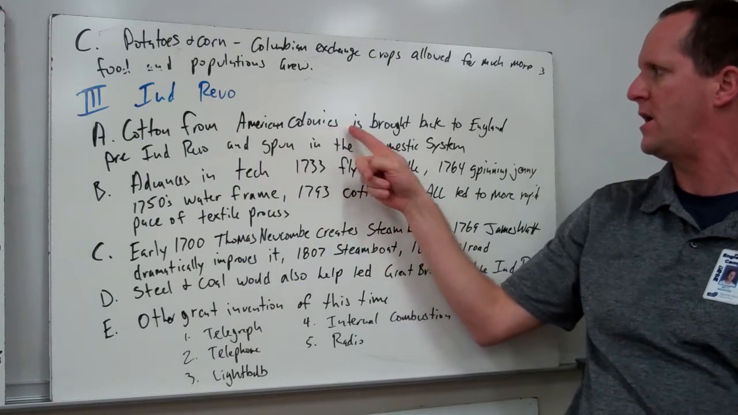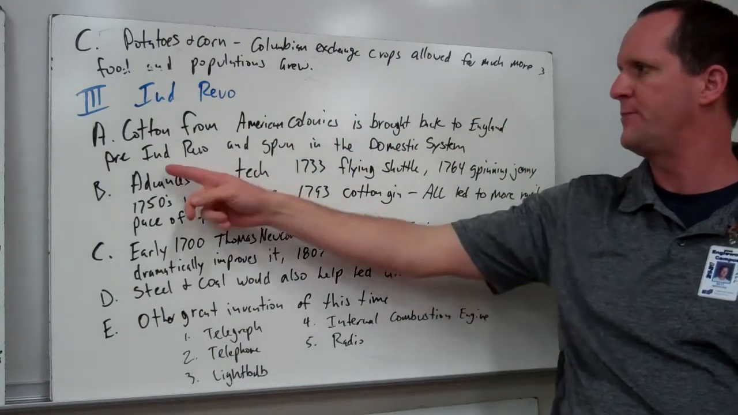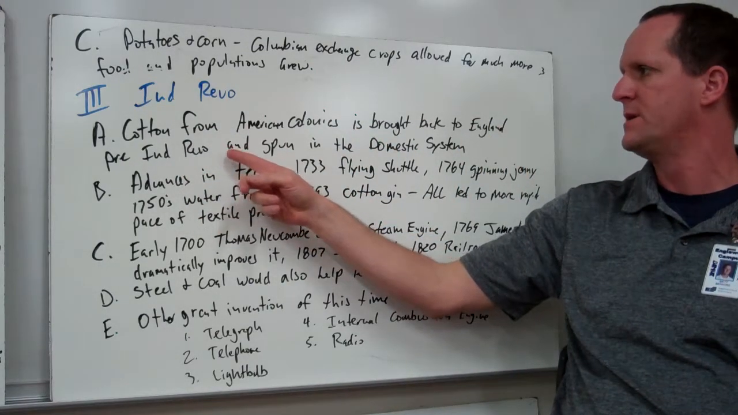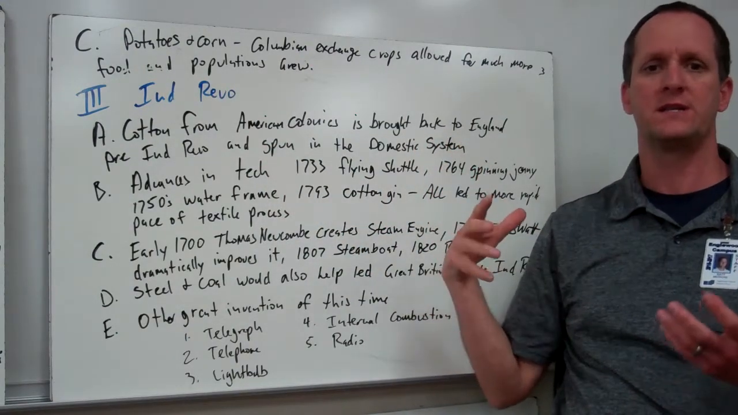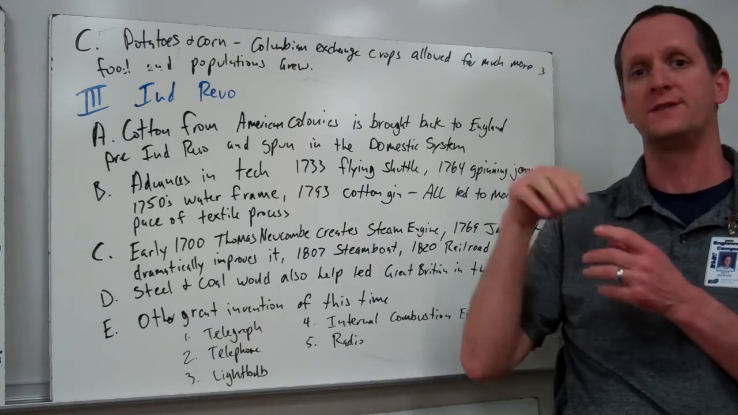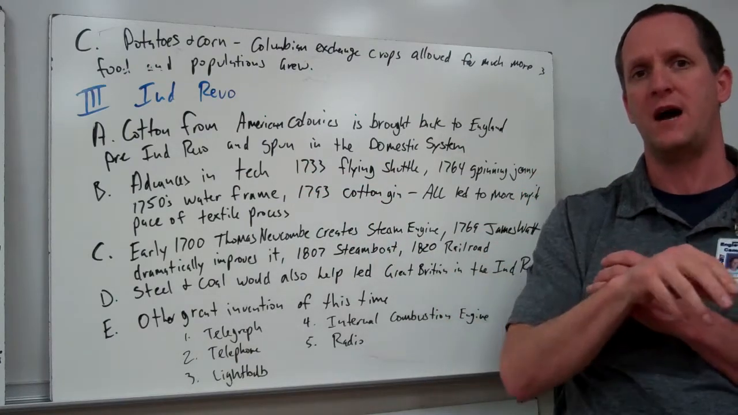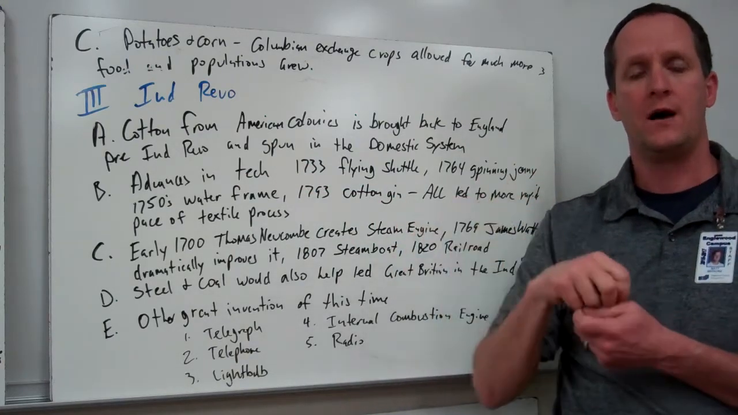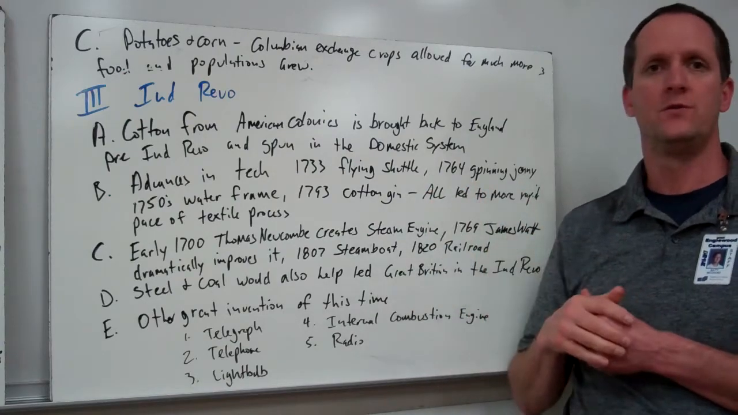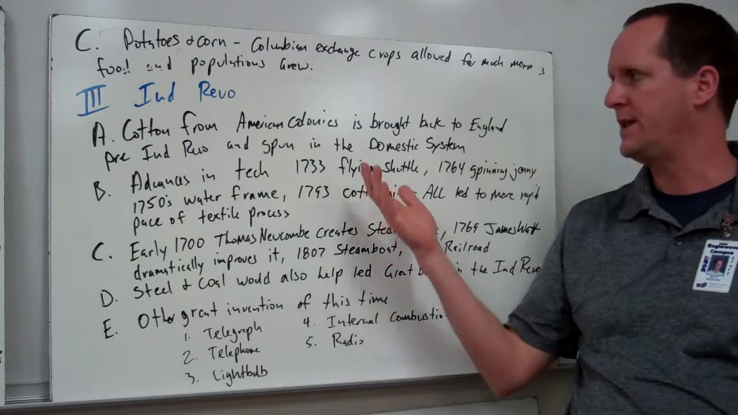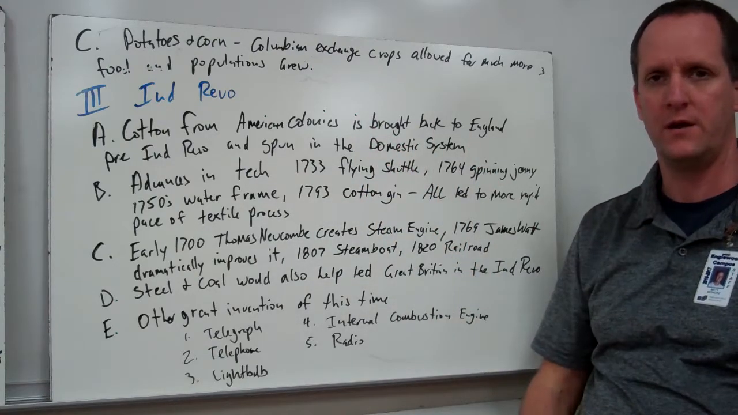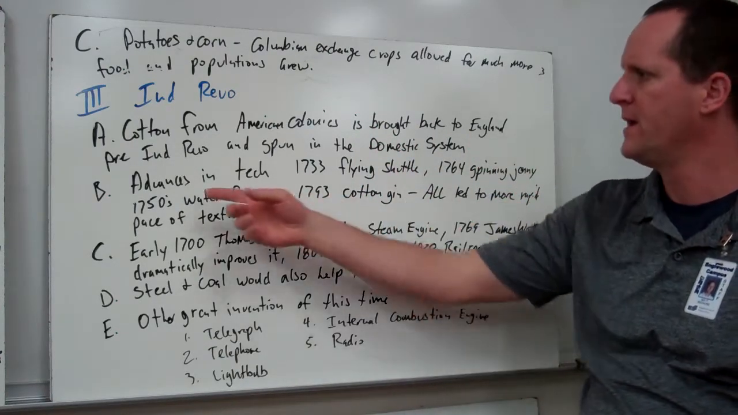Cotton from the American colonies is brought back to England in pre-Industrial Revolution times and spun in the domestic system. The domestic system is when this cotton comes into a warehouse, it's dispersed out to people's houses, and more often than not, women spin this cotton into a yarn or a fabric, and then they sell it back to who they acquired the cotton from.